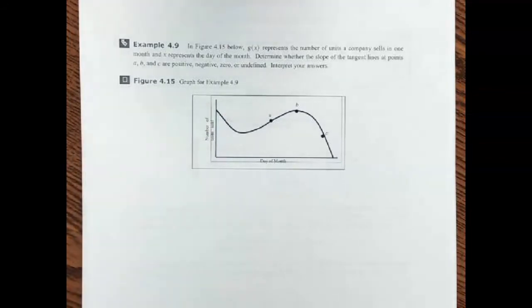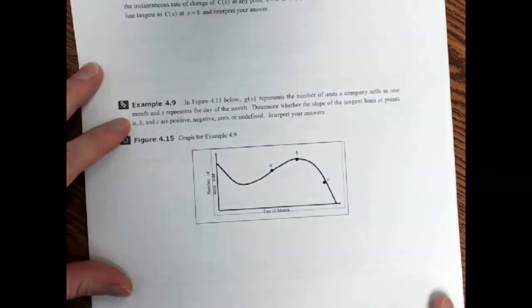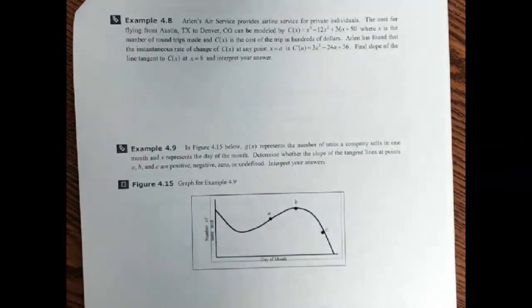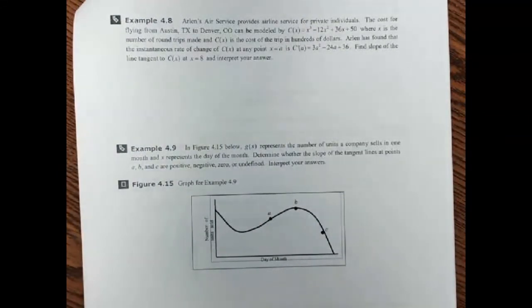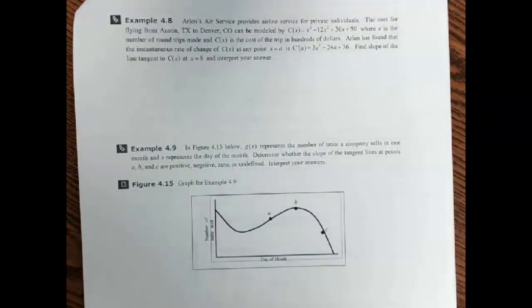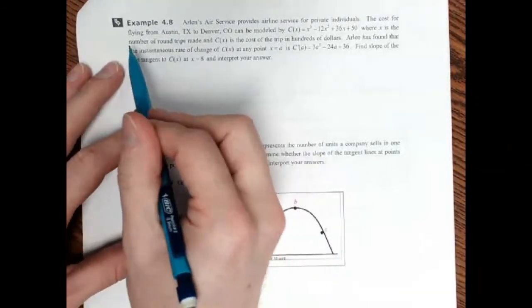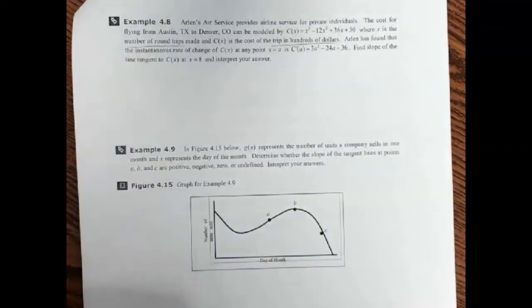All right, last page. We're almost done. We're getting there. Here we go, 4.8. All right, need to scroll it down a little bit more. Arlen's Air Service provides airline service, go figure, for private individuals. The cost of flying from Austin to Denver can be modeled by this function, c of x, where x is the number of round trips and c is the cost in hundreds of dollars. So we got the number of round trips, hundreds of dollars. Watch out for your units.